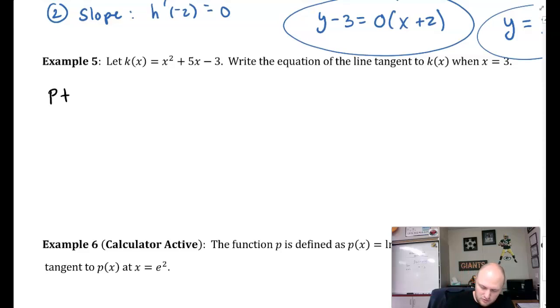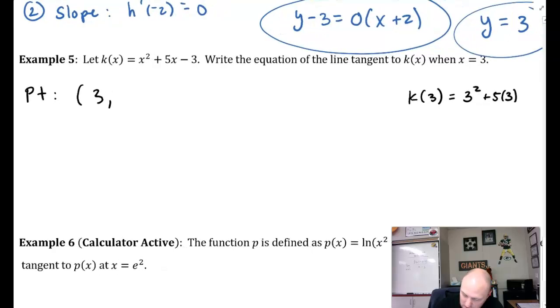Sure, this isn't difficult. I just have to find my point. You're right. 3 is your x value, and then your y value is k of 3. So k of 3 is 3 squared plus 5 times 3 minus 3, which gives us, I believe, 21. 9 plus 15, yeah, 24 minus 3, 21. So there's my point. Okay, no problems.